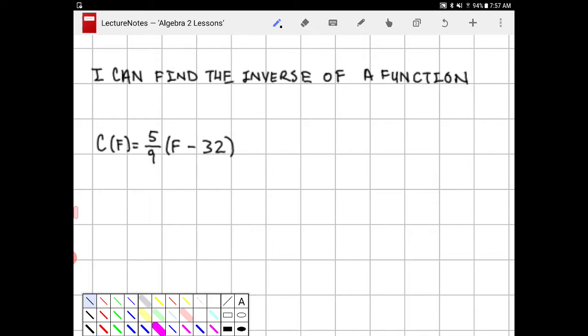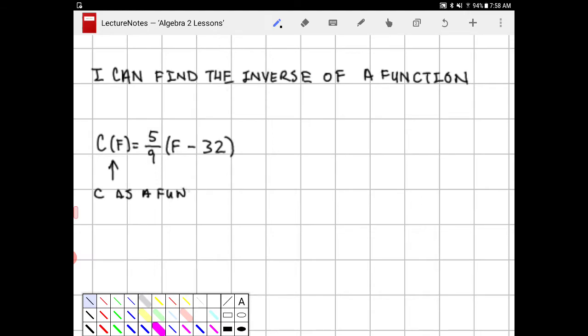Right now on the screen you see there's an equation: C of F is equal to 5/9 F minus 32. This is a conversion equation, going from Fahrenheit to Celsius. What am I saying? This is C as a function of F.